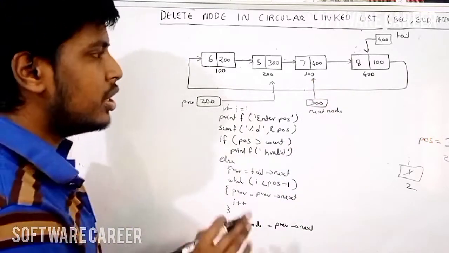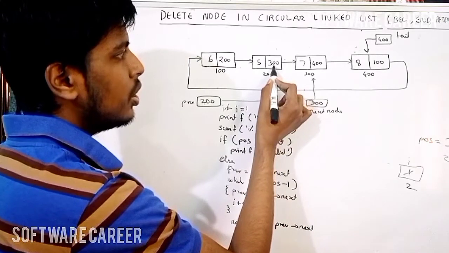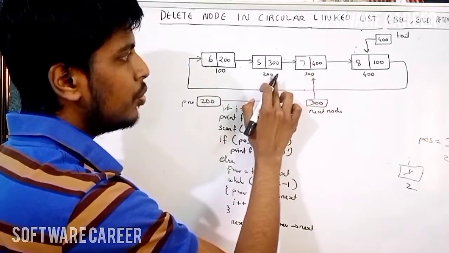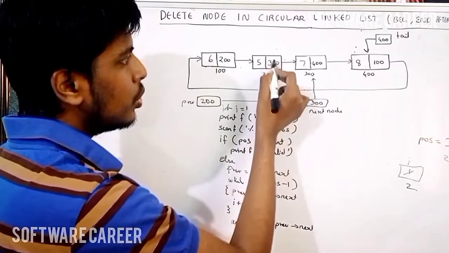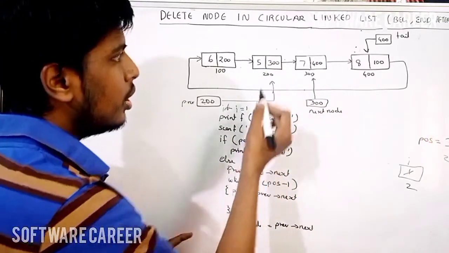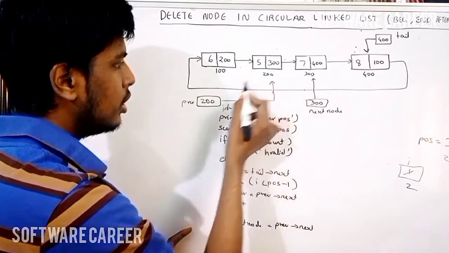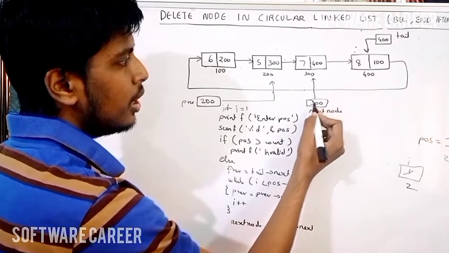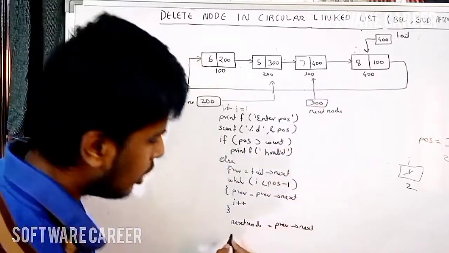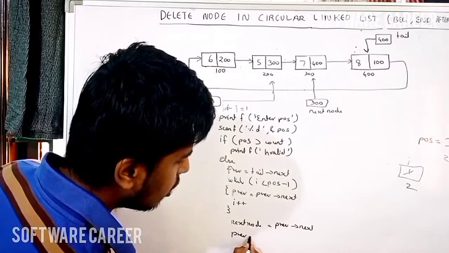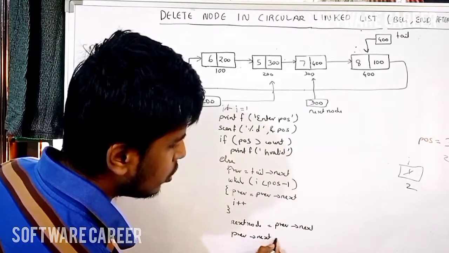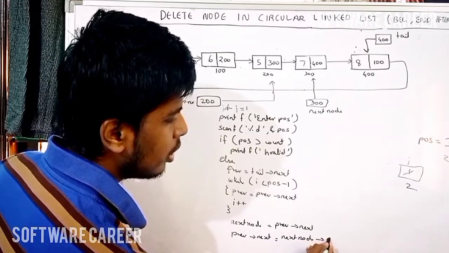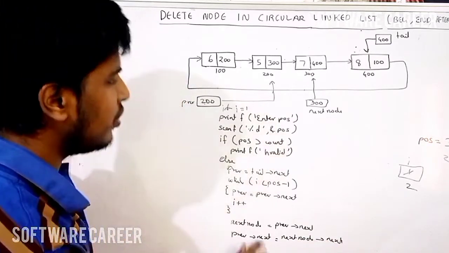Now what changes should you make? In this pointer I should store the address of the 400 node. If this node is deleted, the next node of 200 will be 400. So I should store here 400. How can I store? This pointer I can access by previous next, and this address I can access by next node next. So see here, previous next equals next node next.